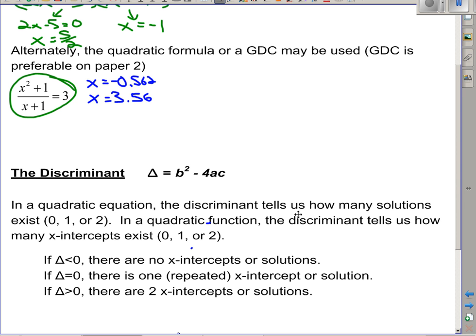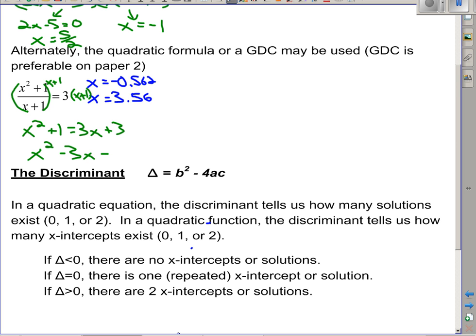Okay, now you might be saying, hold on now, that's not exact. I really want to do the exact version. Great. Let's do it then. We could get rid of our x plus 1 on the bottom by multiplying both sides by x plus 1. That'll give us x squared plus 1 equals 3x plus 3. Move it over.